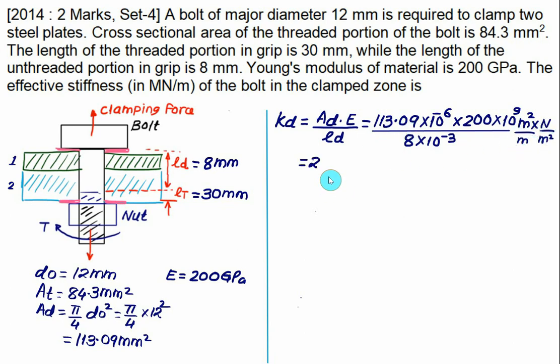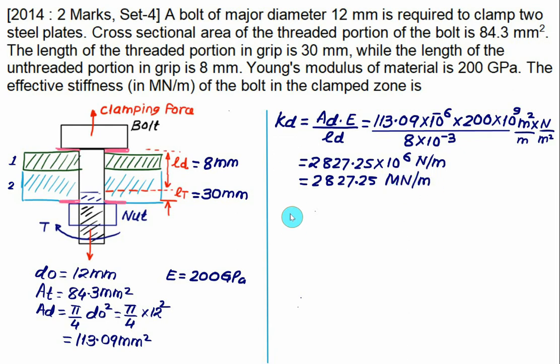We have the stiffness of the unthreaded portion as 2827.25 into 10 to the power 6 Newton per meter. Since we are required to find the answer in mega Newton per meter, we divide by 10 to the power 6. So we get this answer equal to 2827.25 mega Newton per meter.